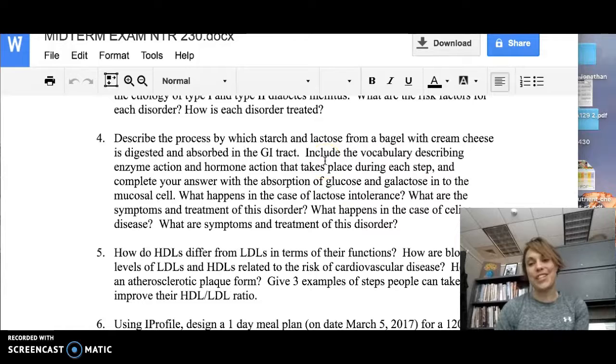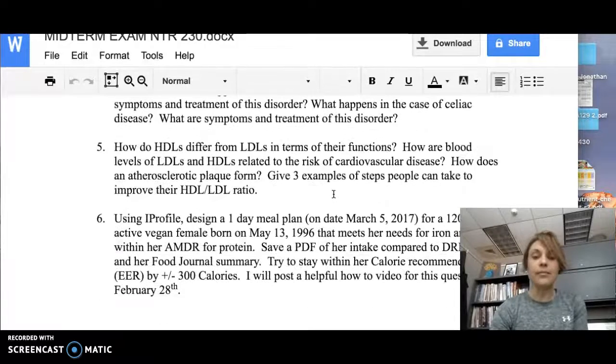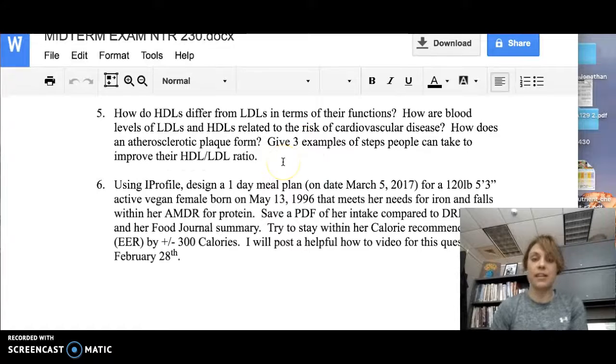Just talking through digestion, absorption, and metabolism when we look at some of these different things with how do we digest a bagel with cream cheese, what types of carbs are in there, how is enzyme action happening, and then what happens if somebody has a digestive disorder such as celiac disease. And then how do HDLs and LDLs differ in terms of their functions, and how are blood levels related to cardiovascular disease? And so this is really looking at fats.